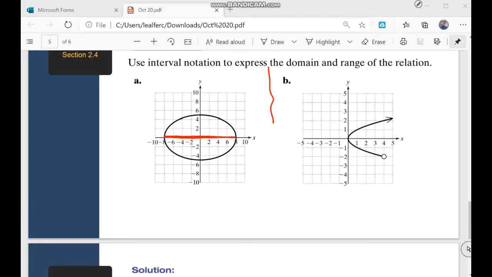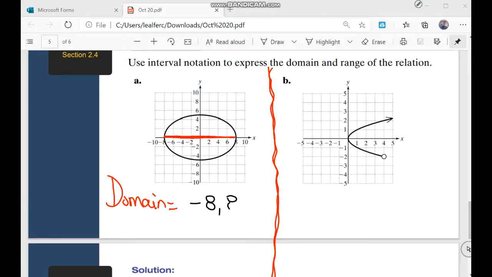So let me split here in two. We have two examples. The domain here is going to be all the points between -8 and 8. And we will represent it using interval notation. Remember interval notation? The brackets, because -8 and 8 are included in the domain here.